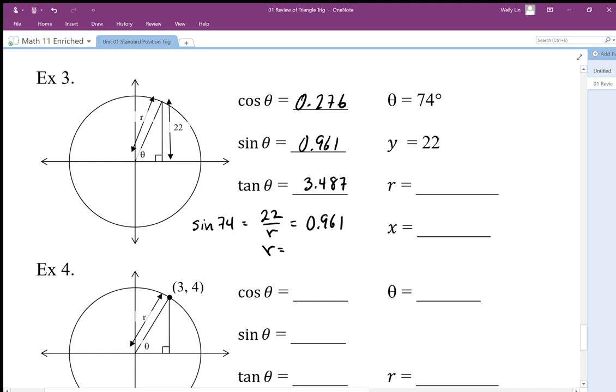So solving for the radius, I'm going to cross multiply this and do 22 divided by 0.961, and I end up with 22.9 when I round that, whatever those units are. So 22.9 represents the radius.